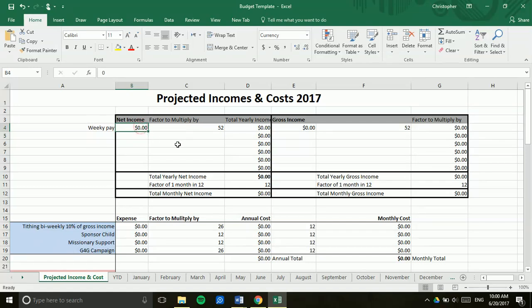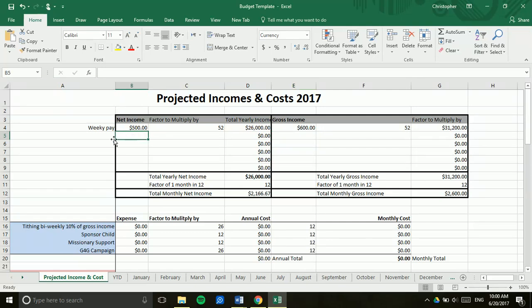So let's say your weekly pay is $500. If you enter that in, it automatically multiplies it by the factor of 52 weeks in a year, and it shows your total yearly income. Now this is your net income. Your gross income would be the income that is before taxes, before all the other deductions. So perhaps that's around 600, let's say, multiplied by 52 equals 31,200. It obviously will be different amounts. This is just an example.